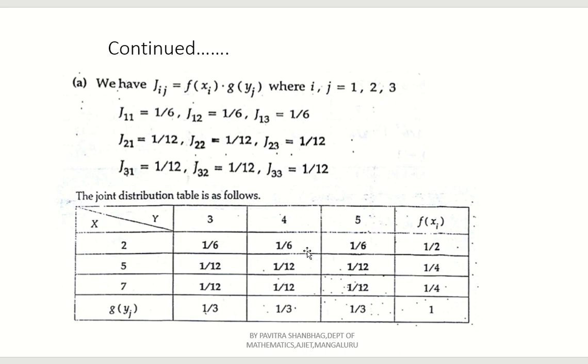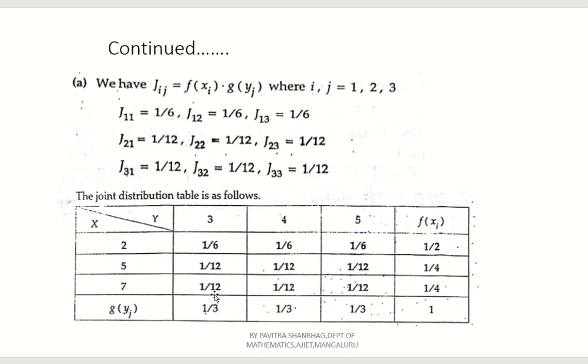1/6 plus 1/6 plus 1/6 means 3/6, that is 1/2. 1/12 plus 1/12 plus 1/12, again 3/12, that is 1/4. Again 1/12 plus 1/12 plus 1/12, 3/12, that is 1/4. Now if you add column wise also, 1/6 plus 1/12 plus 1/12.